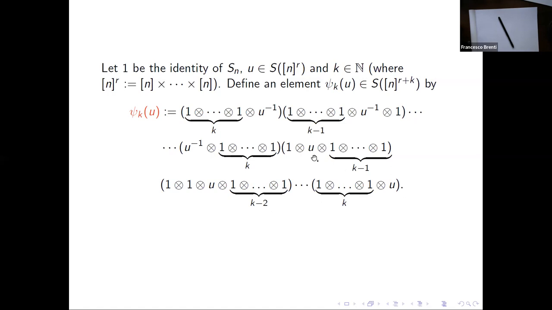Now I shift u again to the left, but now it becomes u inverse. So now I have u inverse tensor 1, tensor 1, tensor 1, and now I move back to the right. So I would have 1 tensor u inverse, tensor 1, tensor 1, tensor 1, k minus one times, et cetera, until you get to 1, tensor 1, k minus one times, u inverse, tensor 1, and finally 1, tensor 1, tensor u inverse. Okay, so it's this complicated product constructed from u and the number k.